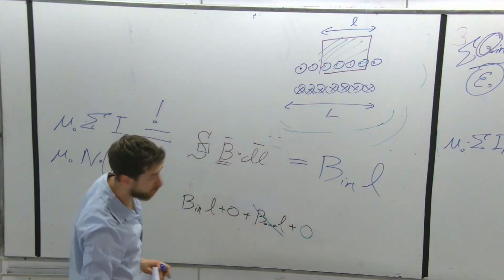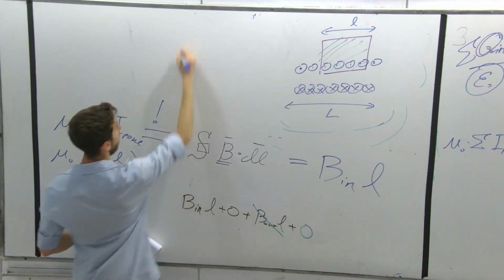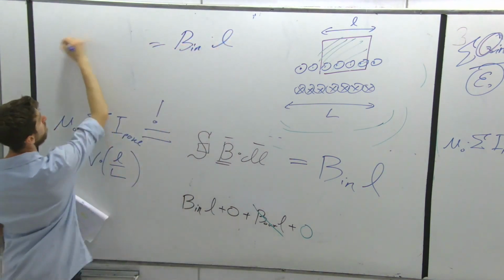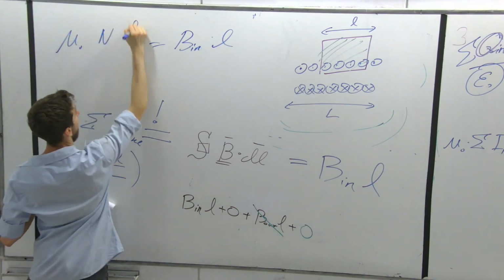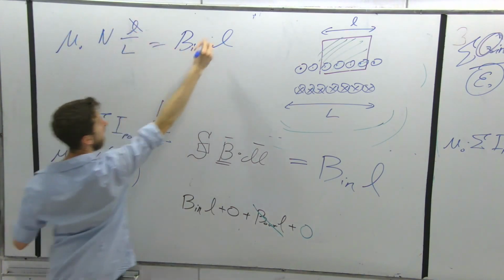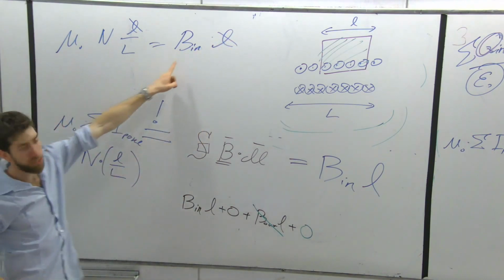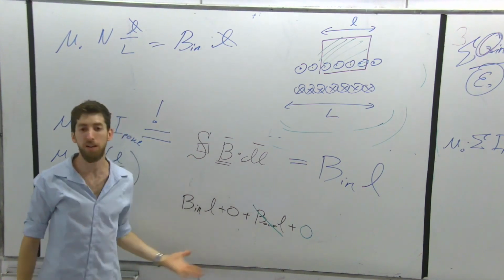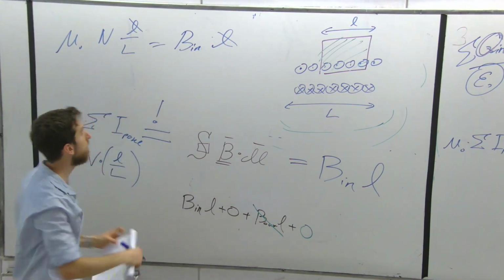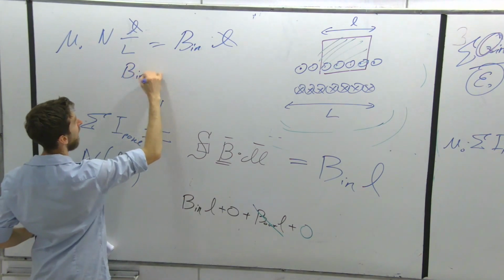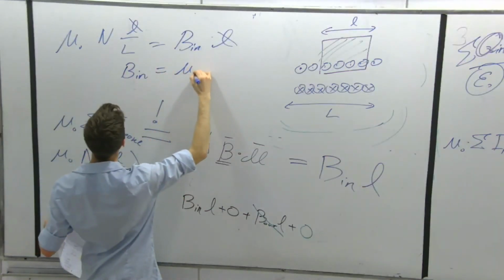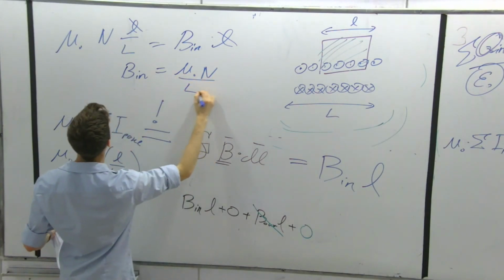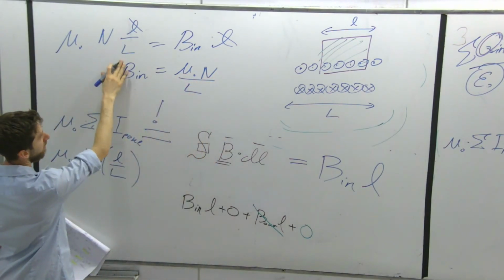So let's clean this. We have the two sides of the equation. You understand that we have B in multiplied by L equal to what? To mu0 N in L divided by L. This L dies out. This is my imaginary length, and I can choose any length that I want. It would work. So B inside the solenoid is equal to mu0 N divided by L. Something is missing.